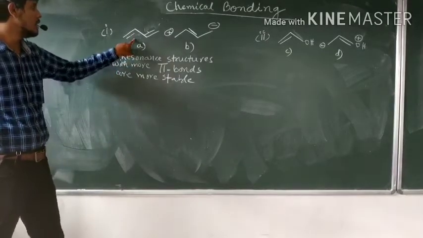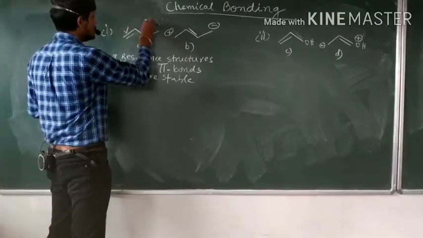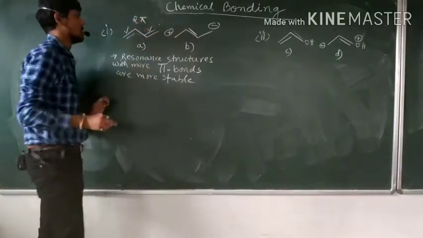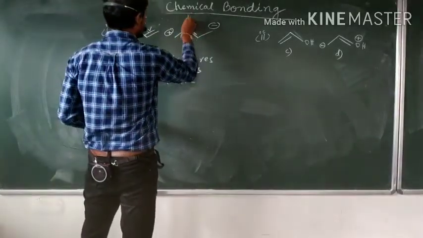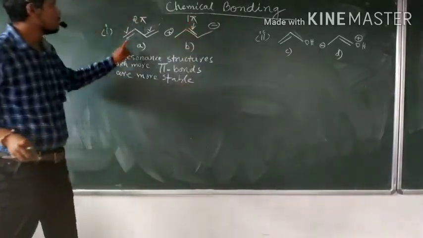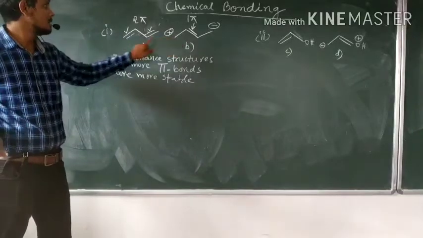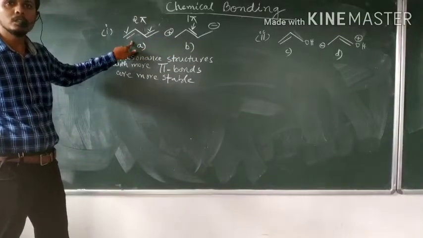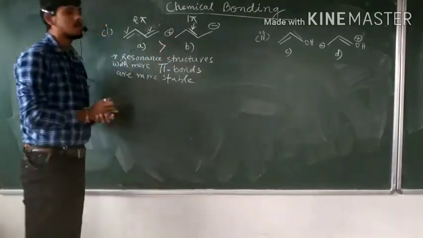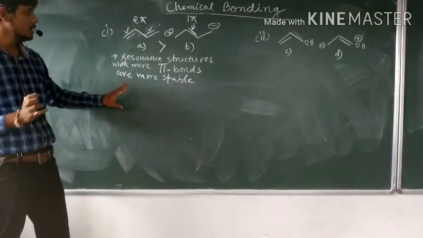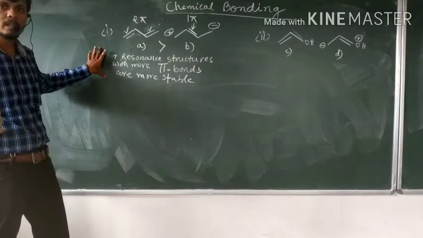So if I see A, there are 2 pi bonds. In B, there is only 1 pi bond. That means A is more stable than B. So the stability order is A greater than B. Now, this is the first rule that should be kept in mind.